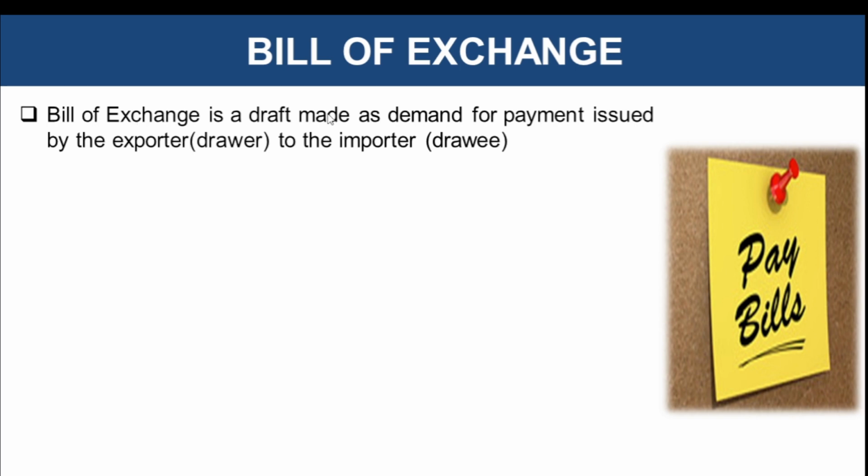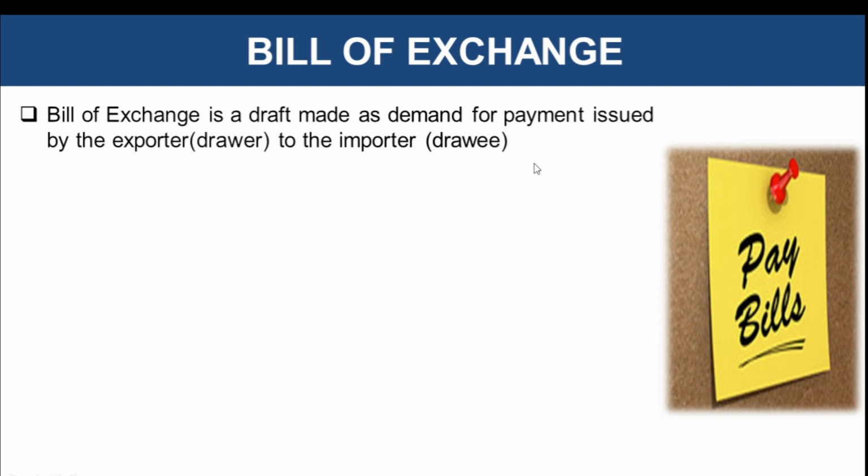Now let's move to our second slide, which is about bill of exchange. Bill of exchange is a draft made as a demand for payment, issued by the exporter or drawer to the importer or drawee. So bill of exchange is a demand document. It is raised by the seller to the buyer to pay a certain sum of money in future.